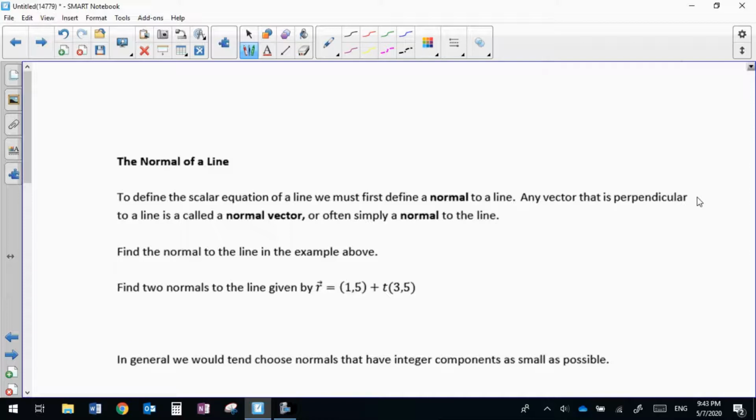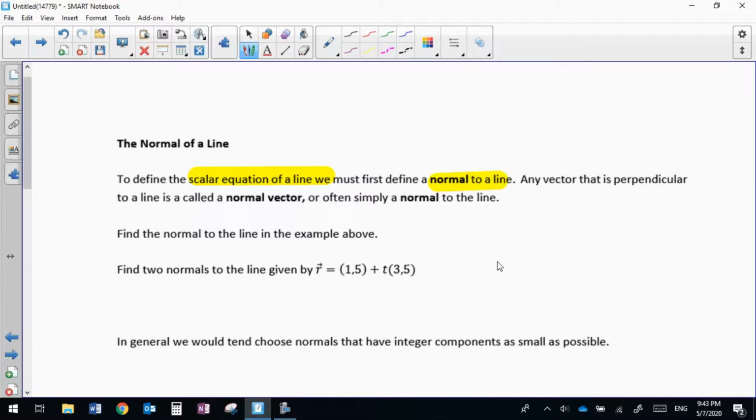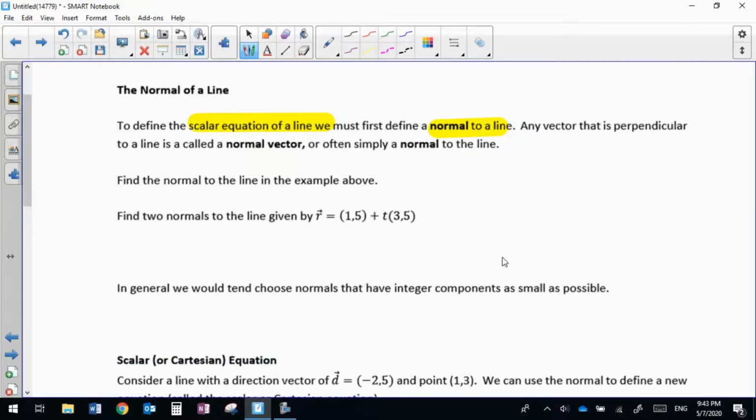Let's talk about the scalar equation of a line right now. Now, in order to talk about the scalar equation of a line, we must first define what's called a normal to a line. So any vector perpendicular to a line is called a normal vector, or just a normal to the line. So consider this line right here. It has a direction vector of 3, 5. So what's a vector that's perpendicular to 3, 5? We'll call that a normal.